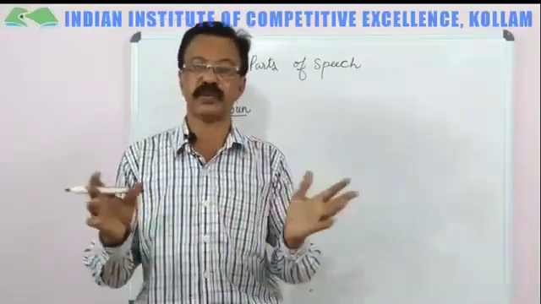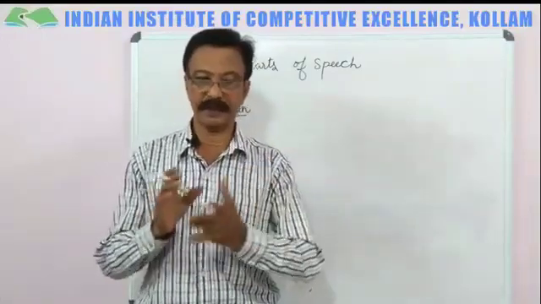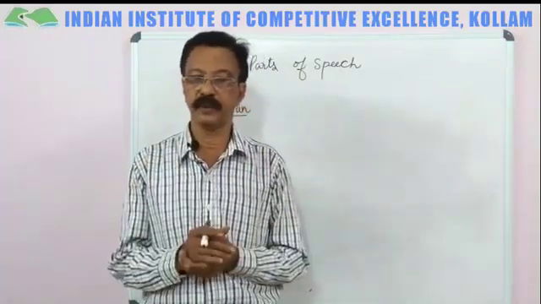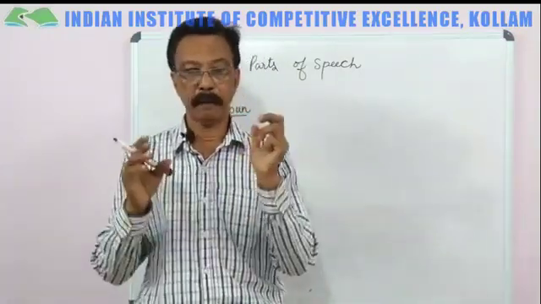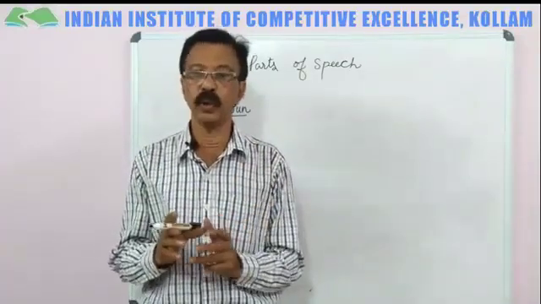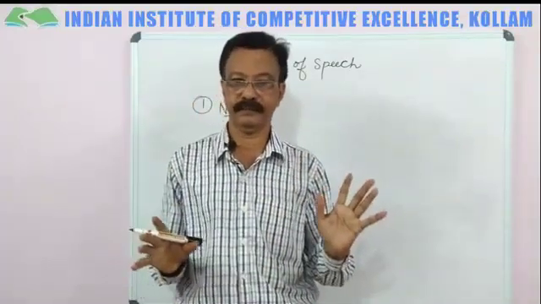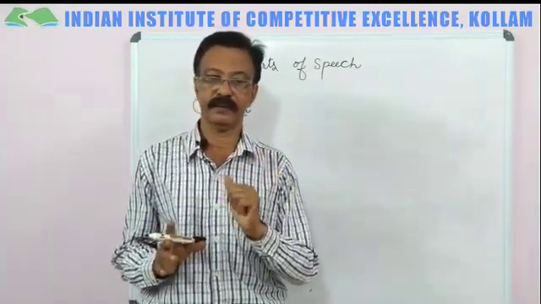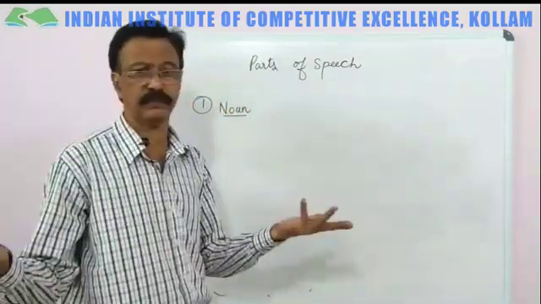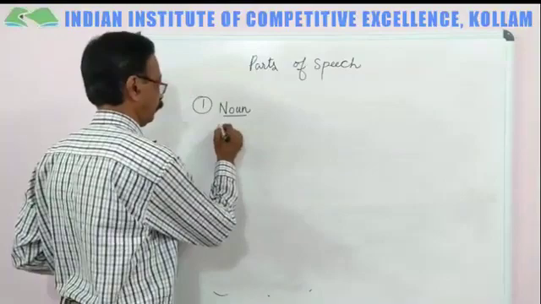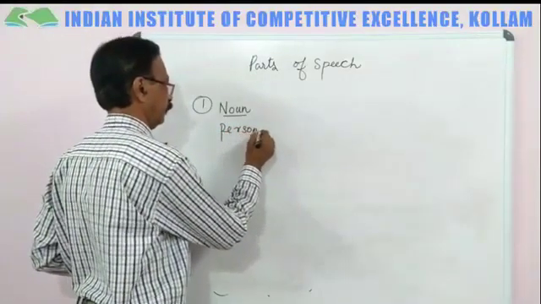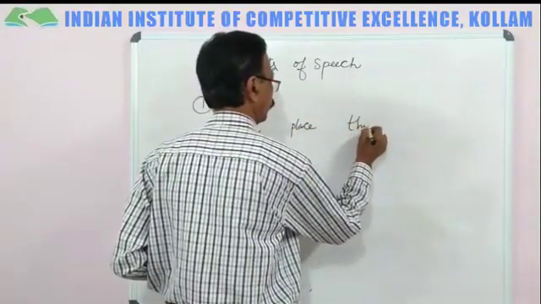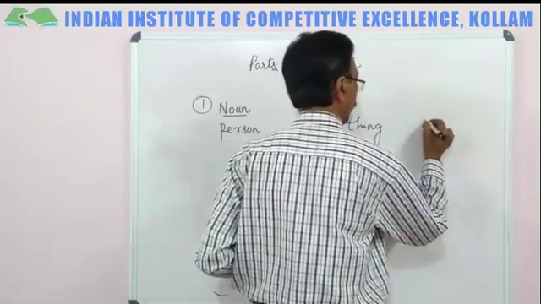Noun denotes or represents a name or names of a person, place, thing, or idea. Name of a person, place, thing, or idea. Now, person. You know examples. Person, place, thing, and idea.